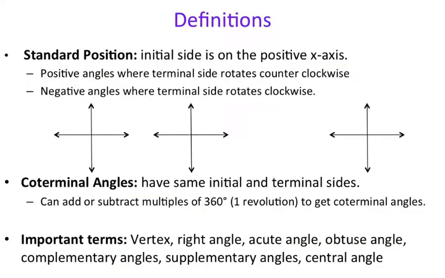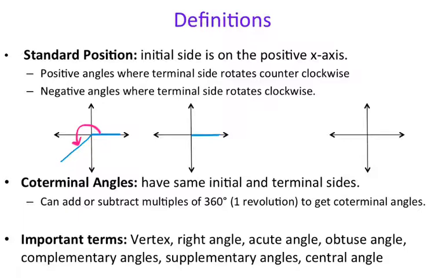When we're drawing angles, you have an angle that's in standard position, where the initial side is on the positive x-axis. So right here is your positive x-axis. That's your starting position for your angle. Depending on how you move, that's going to determine if you have positive angles or negative angles. A positive angle is where the terminal side rotates counterclockwise. For example, if my terminal side is over here, and I went counterclockwise to get to that terminal side, that is a positive angle.